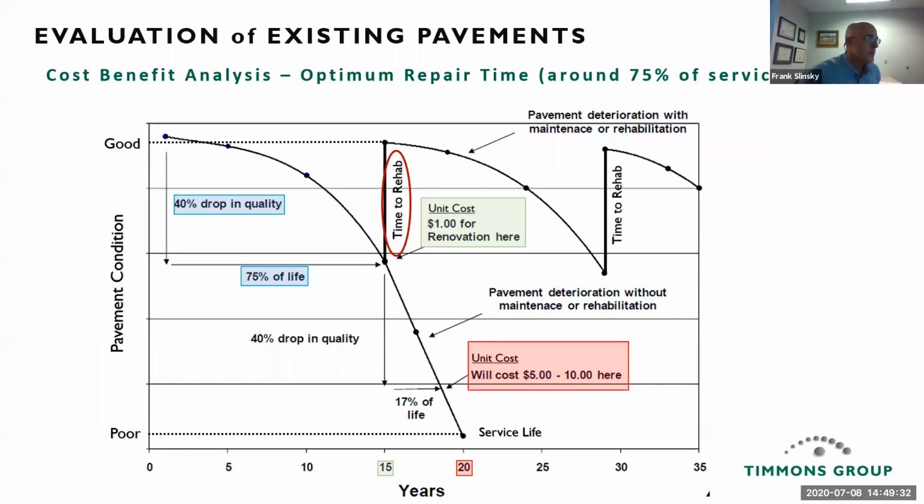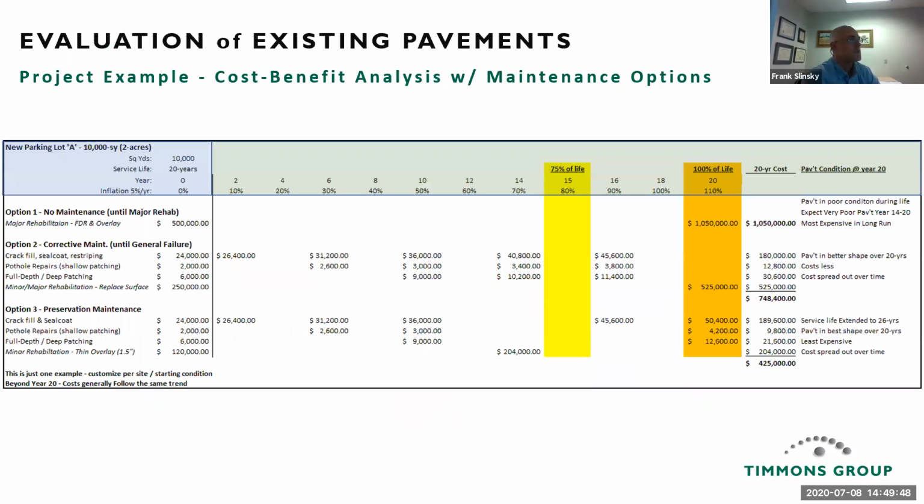So let's talk about the cost-benefit analysis. This chart we saw earlier, where you're looking at your optimum repair time, is around 75% of the service life. Here's a project example with a cost-benefit analysis with some maintenance options. Here in yellow, you see the 75% point, and over here in orange, you see the 100% life expectancy for that pavement.